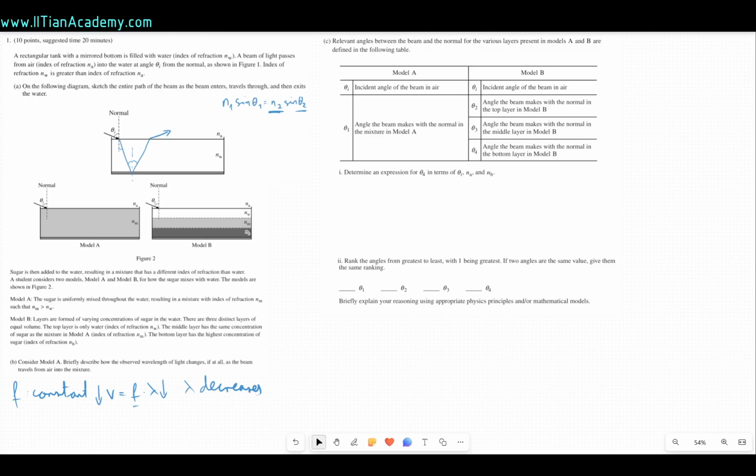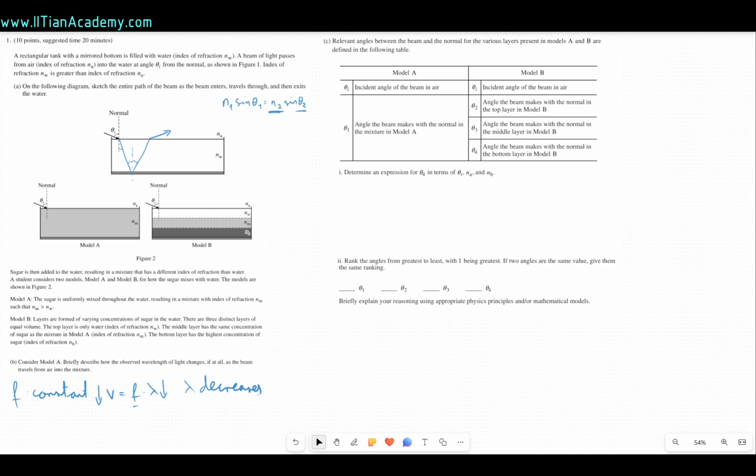So in part C, we are given the angles between the beam and the normal for various layers in the two models. In part 1, we need to determine an expression for theta 4 in terms of the incident angle, NA and NB. So what we can do here is we'll write up Snell's law.